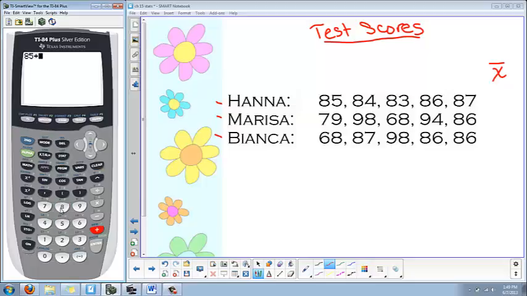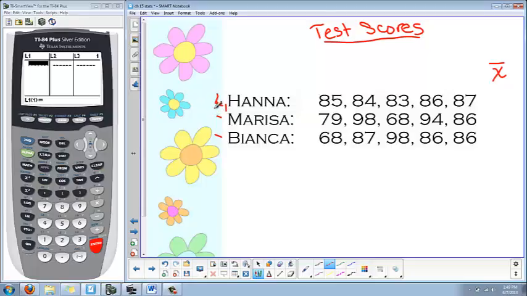She has an average of 85 plus 84, and I know that I could let the calculator do this for me, but I'm just going to do it really quick. 83 plus 86 plus 87. Actually, you know what? That doesn't make sense because we're going to need to use this stuff later. So let's go to Stats, Edit. I am going to make Hannah our list 1 girl. Marissa is going to be our list 2 girl, and Bianca is going to be our list 3 girl. I'm going to list all of their scores in lists 1, 2, and 3, and that way, whenever we have to find out something, we can always refer back to those lists.